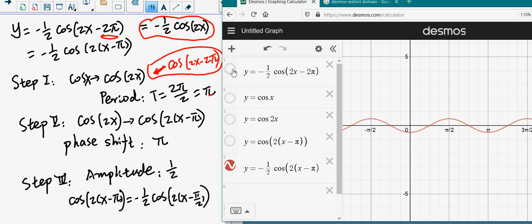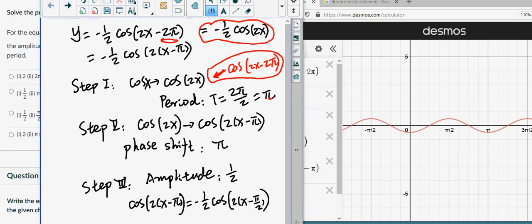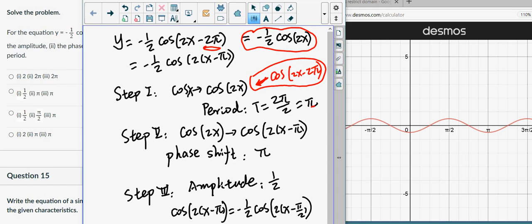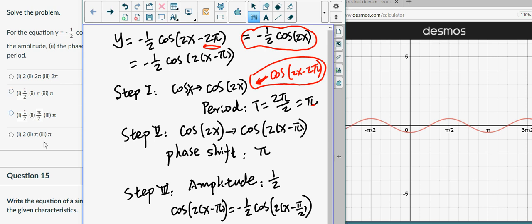You see, previously we sketched this one. See the one right here. It's the same as the one right here. See that? Okay, so that's how we got this picture through those 3 steps.